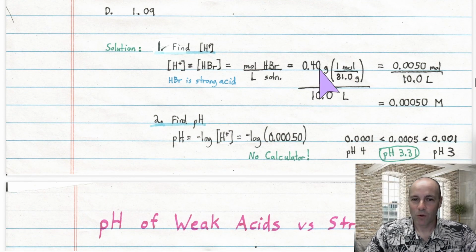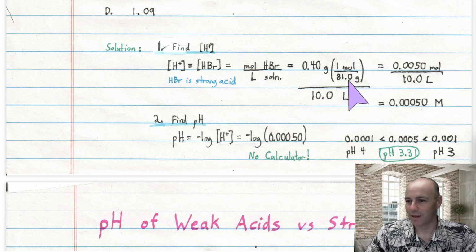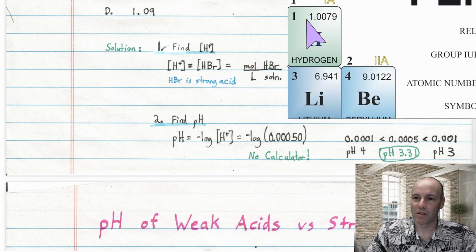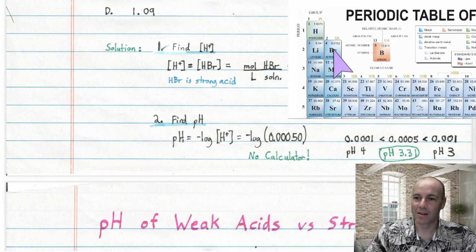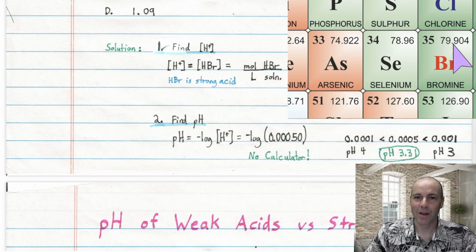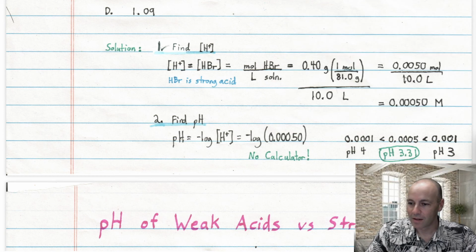Now, how would you be able to do this without a calculator? So 0.40 over the molar mass of 81. You should be able to calculate the molar mass pretty easily. I'll remind you one more time how to do that. Looking at the periodic table, the molar mass of hydrogen is 1, and the molar mass of bromine is about 80. So 1 plus 80, you get about 81 here. So the molar mass is 81, and you don't need a calculator to get that number.